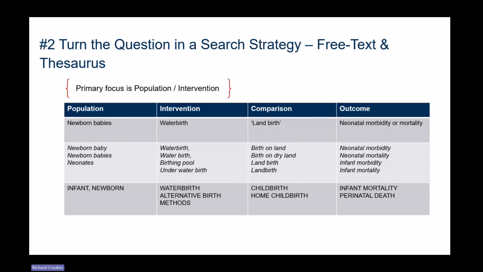And then the outcome, you can see infant mortality and perinatal death. So these are specific subject terms used. I believe most of these are from CINAHL, but you'll find equivalent MeSH terms as well. So you will not necessarily know what they are when you start searching. It's something you need to browse the thesaurus for, and you can do that in various ways.